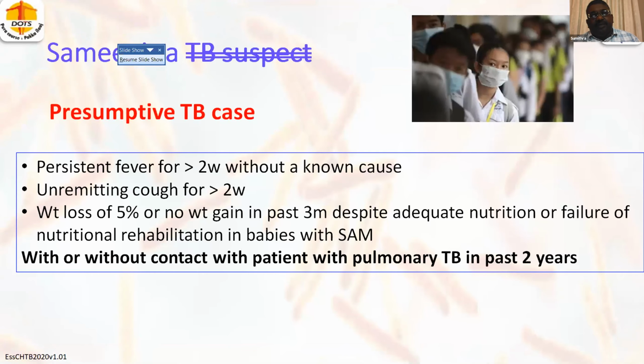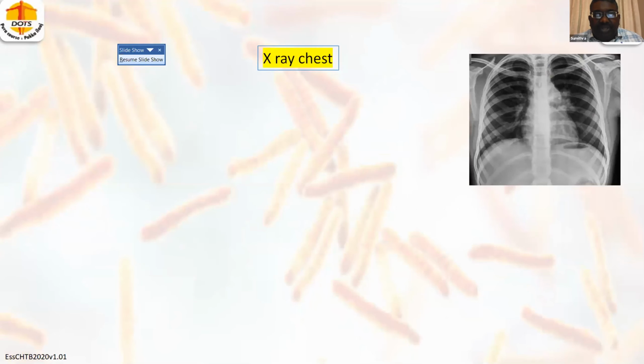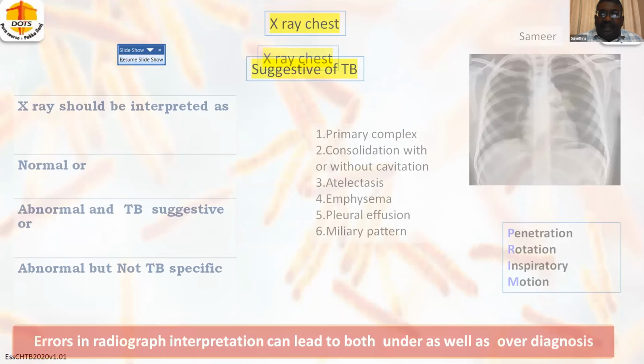Back to Samir. So he was a TB suspect and he has now become a presumptive TB case. Persistent fever, unremitting cough, weight loss of 5%, or contact with a patient with pulmonary TB in the past 2 years. I was wondering how many of these 4 should be there to label as a criterion like that. But in 2019, it is still an 'or' only. But there is another opinion of certain people that at least 2 of them should be there to really suspect tuberculosis. Now, before finishing off, a few words on X-ray also.